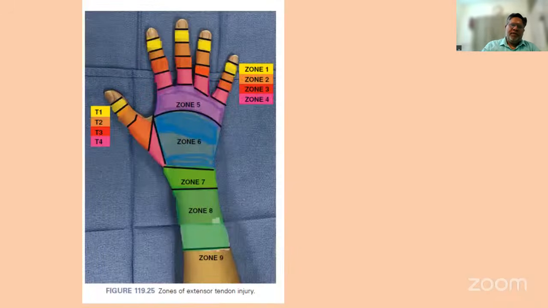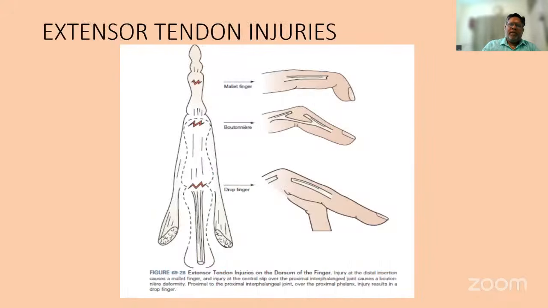In the thumb, the zones differ a little bit. When there is a rupture of the zone 1 tendon, it is called a mallet finger because there is an unopposed action of the flexor digitorum profundus and the finger flexes like this. When there is a rupture of the tendon at the PIP joint level, there is a boutonniere deformity, because unopposed flexion of the PIP joint leads to sagging of the check rein ligaments, that is the lateral terminal slips on either side of the volar aspect of the PIP joint, and therefore there is DIP joint extension. That is called the boutonniere deformity. Whereas when there is a rupture at zone 5, there is a drop finger.